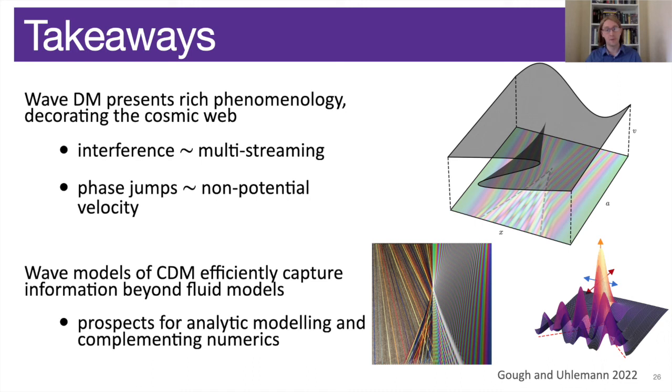So to wrap up briefly, wave dark matter presents a rich phenomenology which decorates the cosmic web in interference phenomena, where we've seen that multi-streaming in the classical case corresponds to interference, and non-potential and beyond perfect fluid information gets stored in the phase jumps and their associated zeros. We've also talked about how wave models of cold dark matter efficiently capture information beyond perfect fluid models, which present exciting prospects for both analytic modeling and numerical techniques.